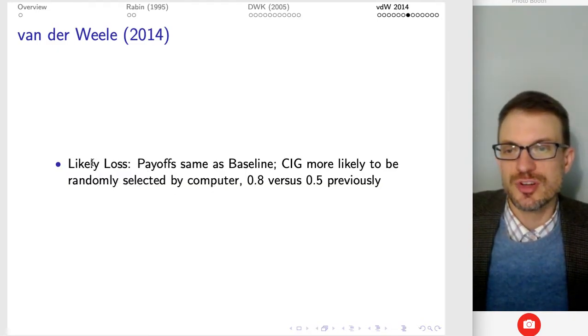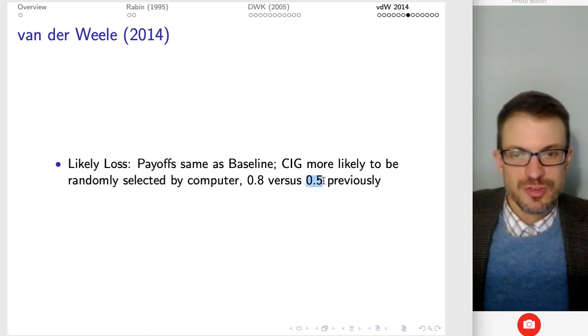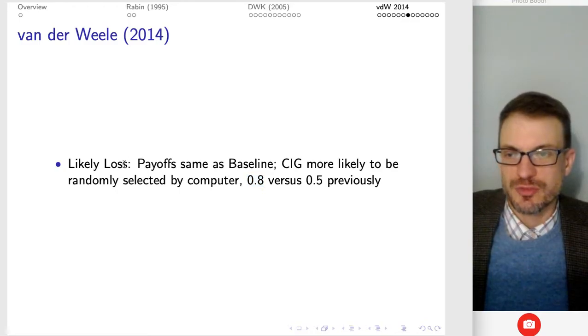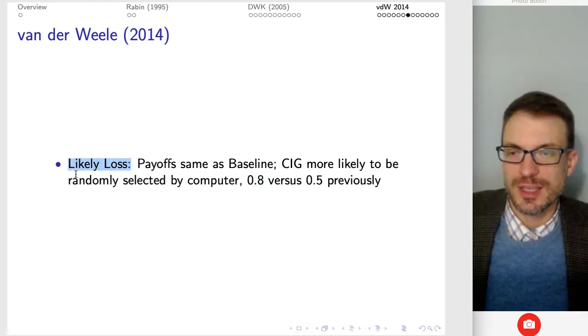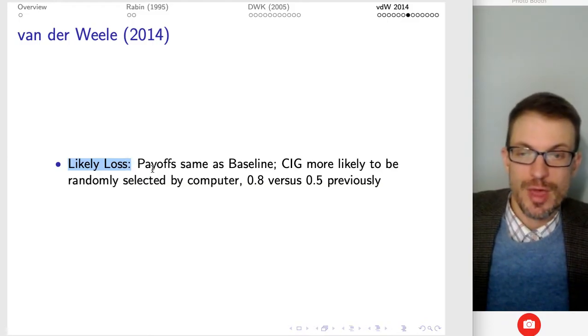Remember, originally the conflicting interest game was likely to be selected half the time. Now it's 80% of the time. So that's why it's likely loss. It's now 30% more likely that the recipient is going to get a 10 rather than a 60.